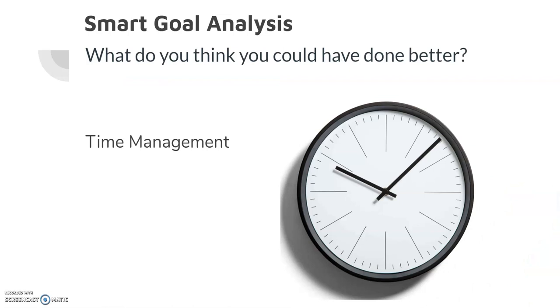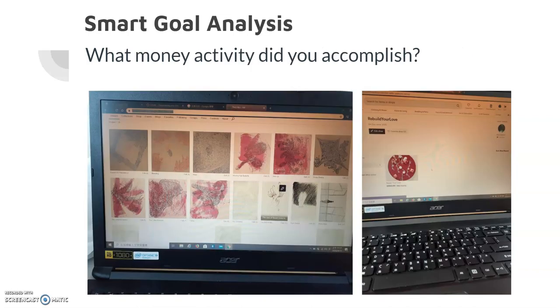And the fifth question, what do you think you could have done better? I think it's time management, because everyone spent at least 4 hours in their SMART goal every week, but I could have done better. I could have given my SMART goal more time to work on it. So I think I could have done better on time management.